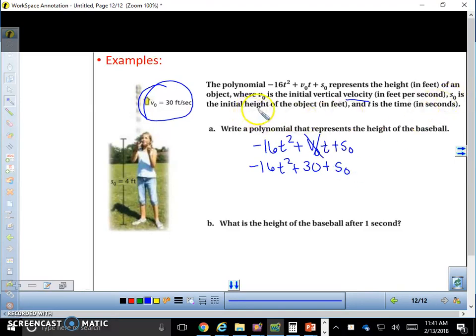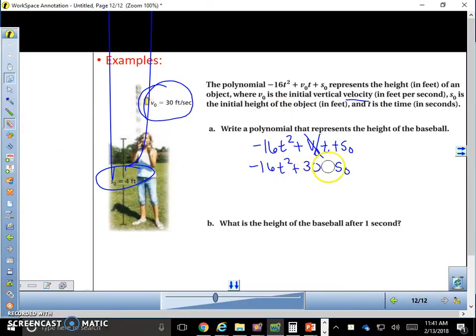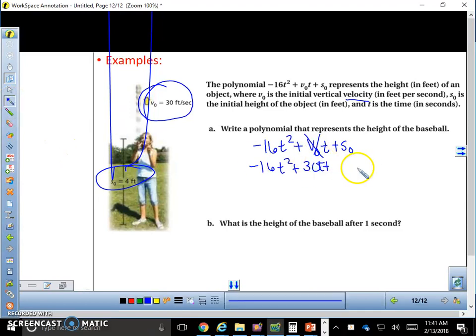S sub 0 is the initial height of the object, and we know that is 4. So instead of putting s sub 0, we're going to put 4. Oh, I forgot a t. 30t and 4. All right. We wrote the polynomial. It's a trinomial, degree 2.